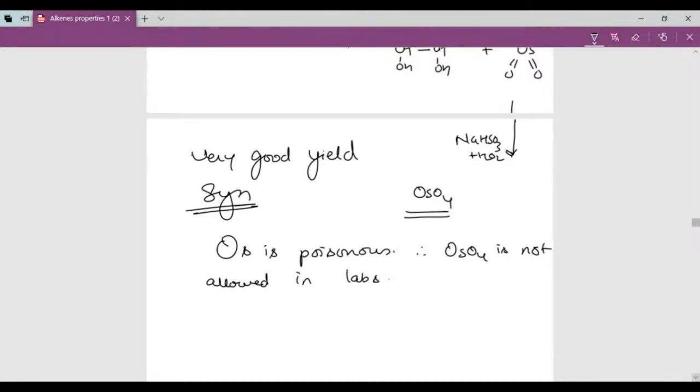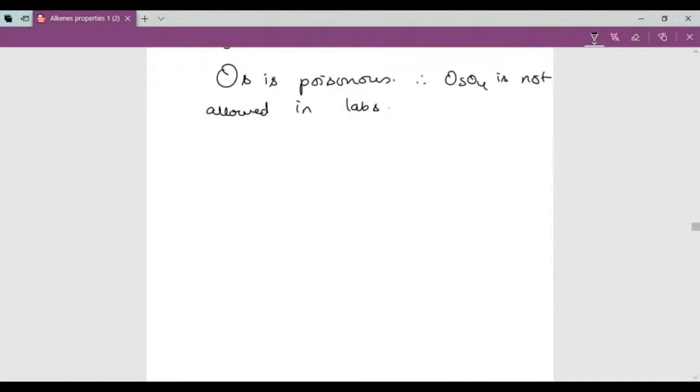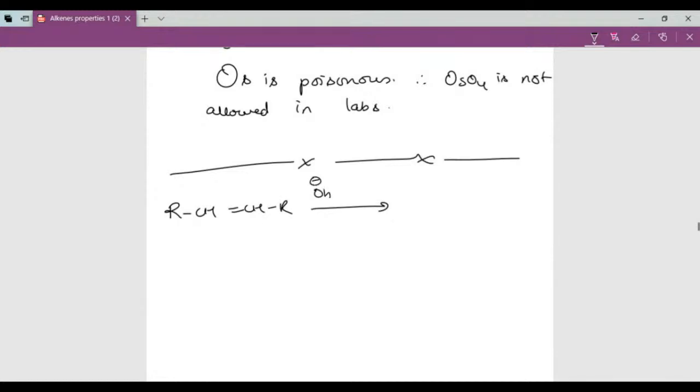Whereas in KMnO4, there is a great fear. What if KMnO4 is taken slightly strong? It will break our alkene completely. If I take just alkaline KMnO4 and forget to keep the dilution, or if I forget to keep the cold condition, this will just go to 2 moles of acid. That is the drawback with KMnO4. No such problem with OsO4.